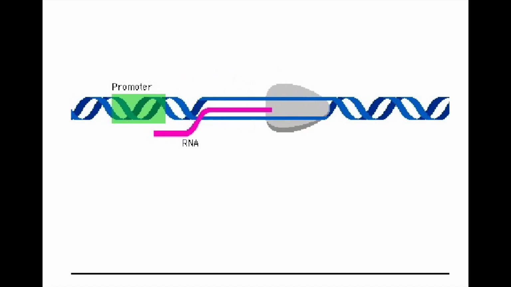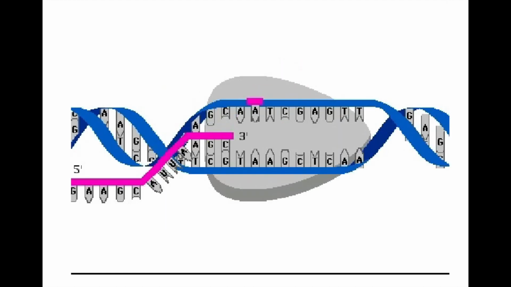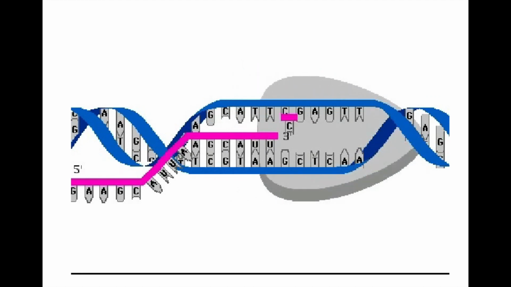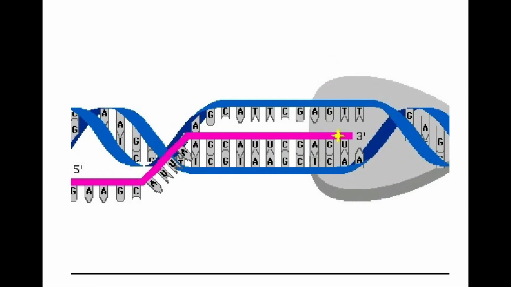Here's a close-up view of elongation. Only one DNA strand, the template strand, serves as a template for RNA synthesis. RNA polymerase moves along the DNA strand in the 3' to 5' direction, adding nucleotides to the 3' end of the RNA chain. Note that U in RNA pairs with A in DNA.